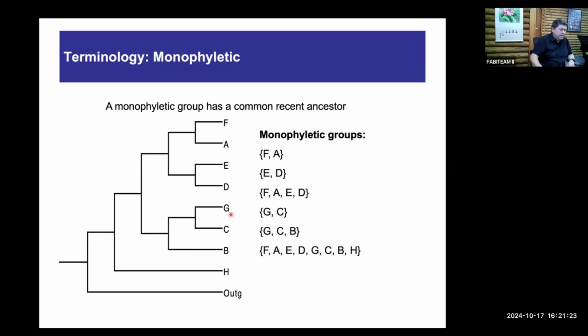F and G is not monophyletic because F and G don't share a recent ancestor like F and A. They do share a common ancestor here. So I'm talking about, let's say, A and G. They do share a common ancestor here, but that would then include all of these taxa. So one cannot say G and A is a monophyletic group. One can, however, say that G and A belong to the monophyletic group that also includes all these taxa.